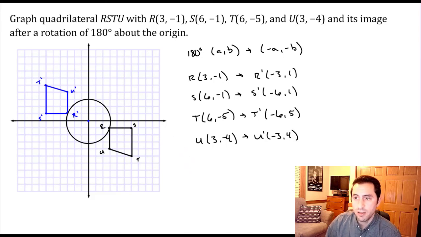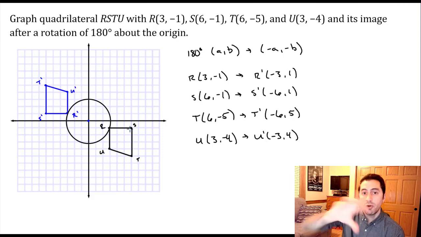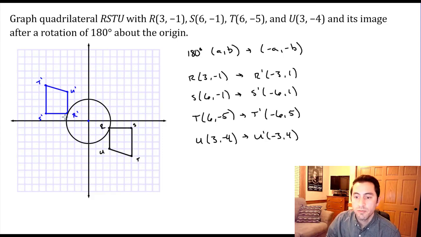And then the second thing, we can see that the orientation of our quadrilateral changed. Segment RS was sort of on the top of our quadrilateral, but now since I rotated it 180 degrees, now that segment R prime S prime is along the bottom.